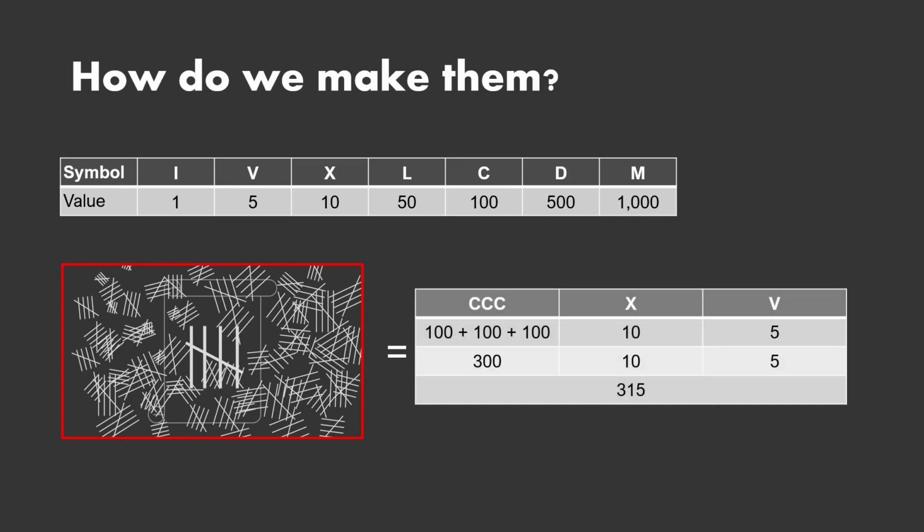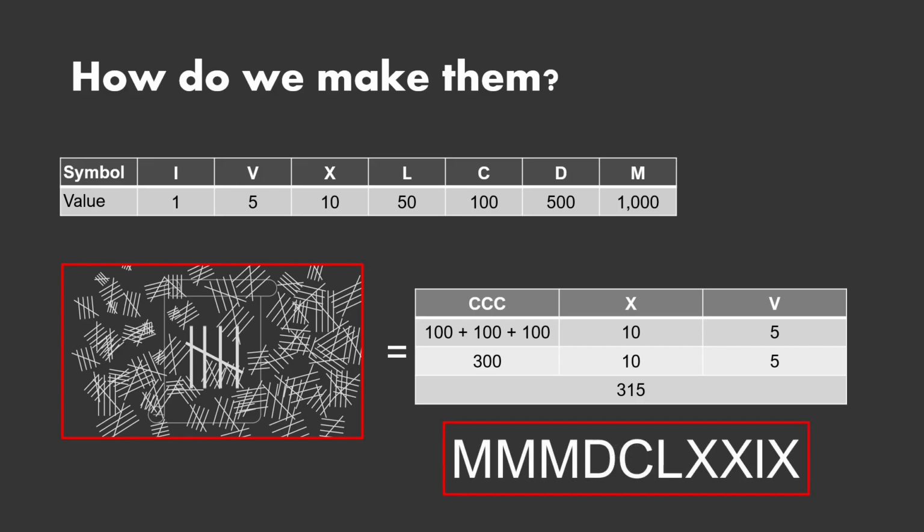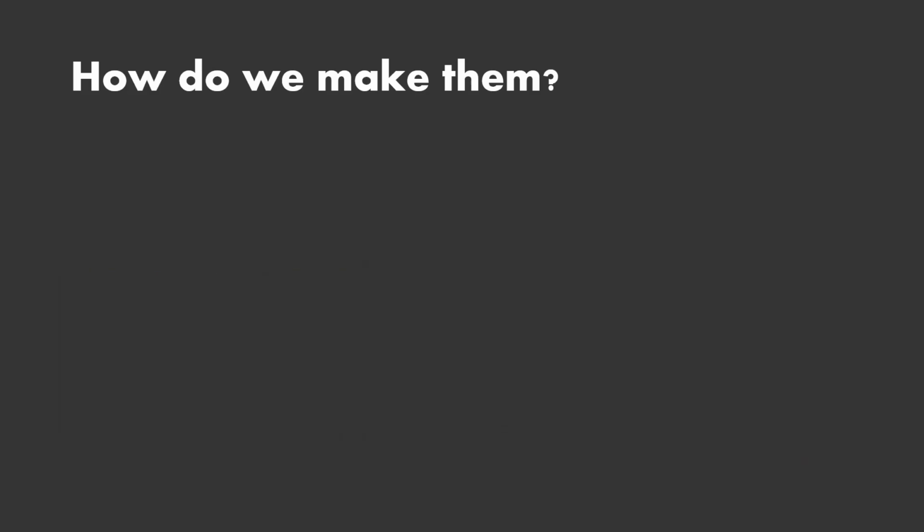Here's the table for that, and you can see how that works. But if we take a number like 3,697, that would look like this, which is not amazing. Let's not do that.